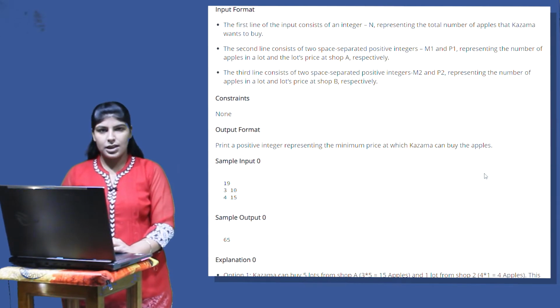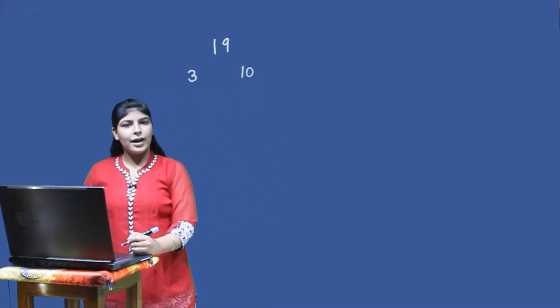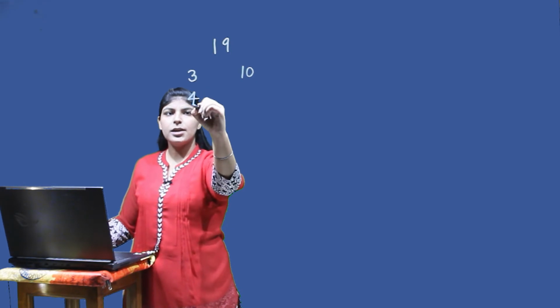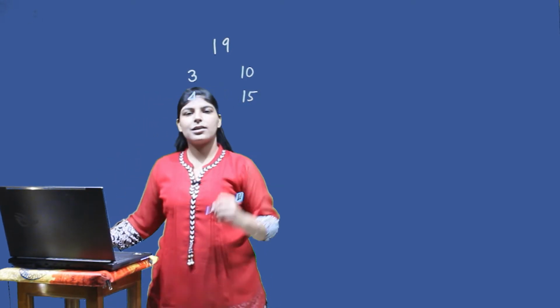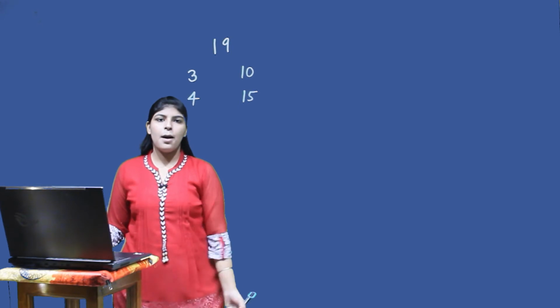Let us see the first test case. We are given n as 19, so Kazama wants to buy 19 apples. Then we are given 3 and 10. This means that in shop A, Kazama can buy apples in lots of size 3 and the cost of a lot is 10 rupees. Next we have 4 and 15. This means that from shop B, Kazama can buy apples in lots of 4 and the price of one lot is 15. We need to calculate the minimum price at which Kazama can buy the apples.